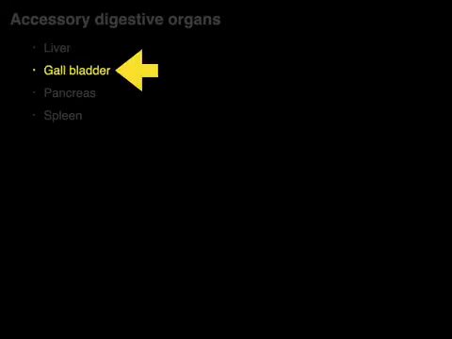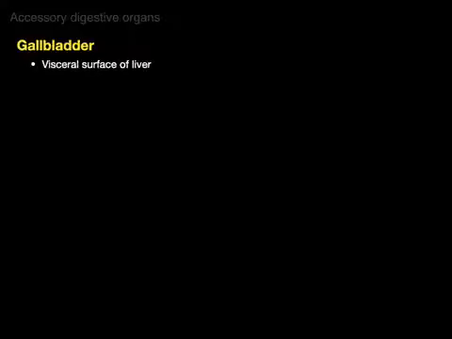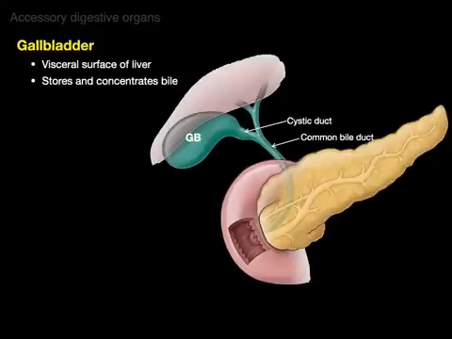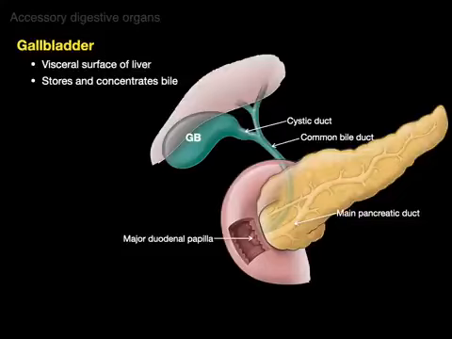Okay, now let's talk about the gallbladder, which is on the visceral surface of the liver, and it stores and concentrates bile. So here we have the gallbladder, and there's the cystic duct and the common bile duct, and there's the main pancreatic duct, and they form together the major duodenal papilla. Now, that's in the second part of the duodenum.